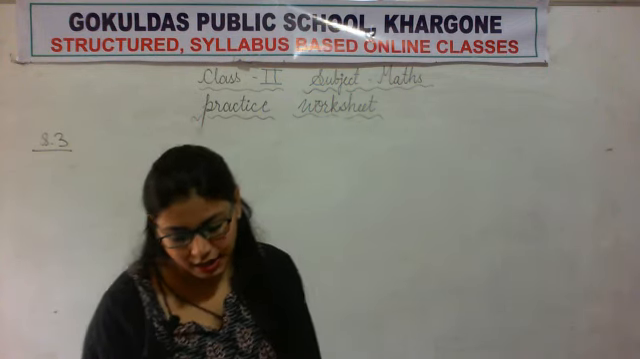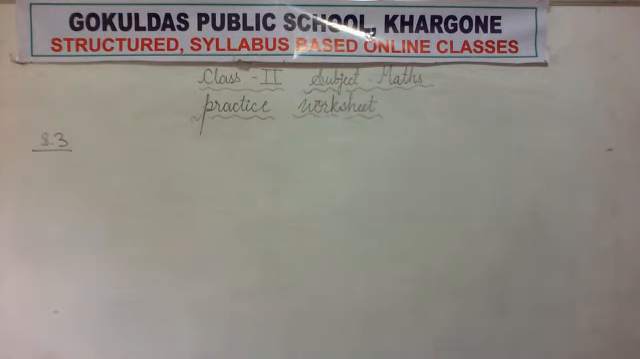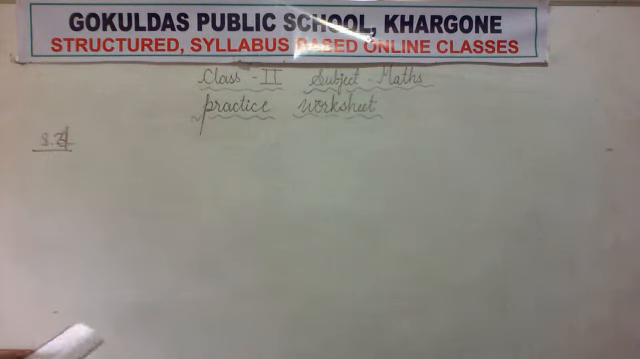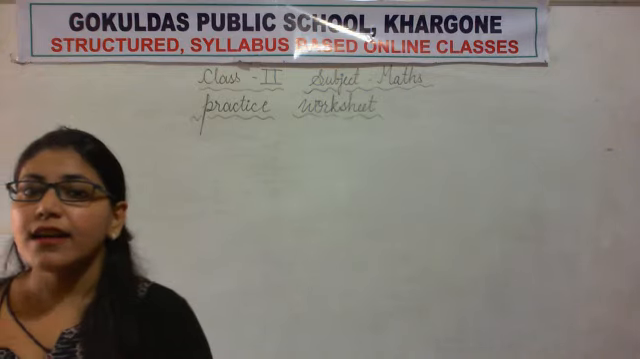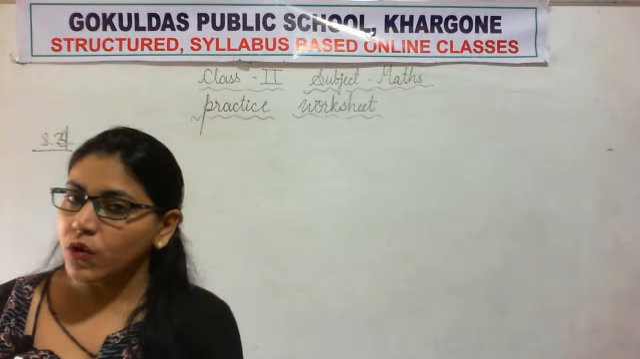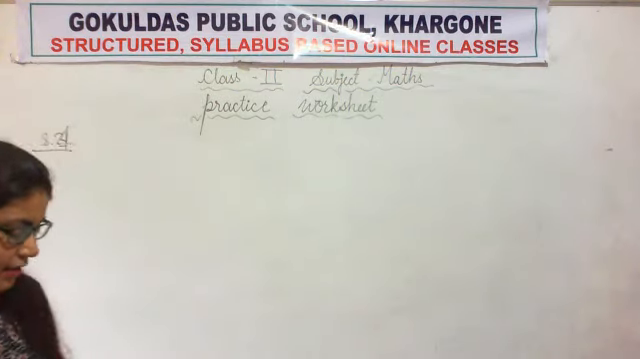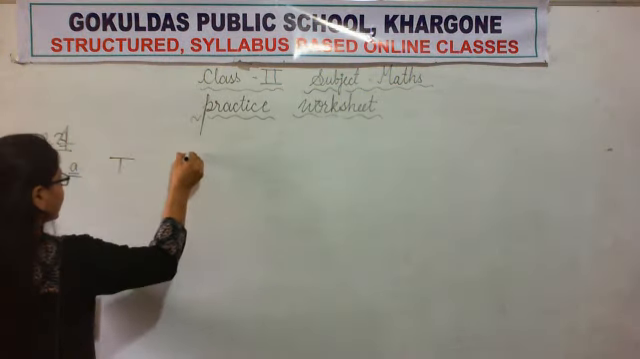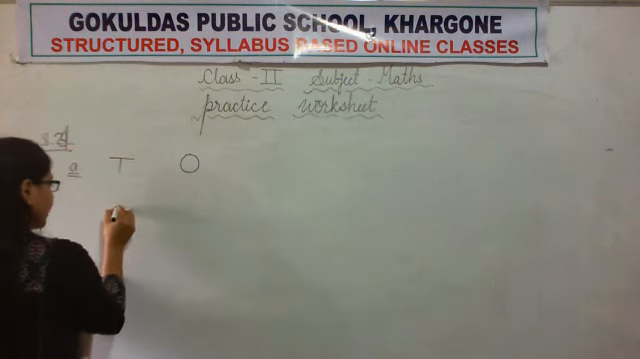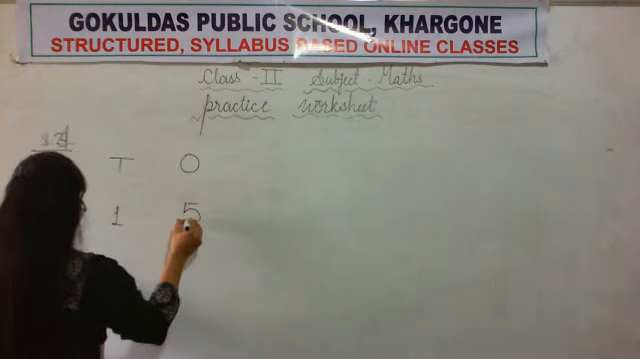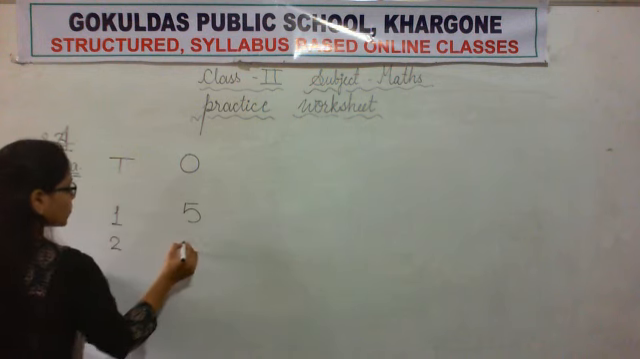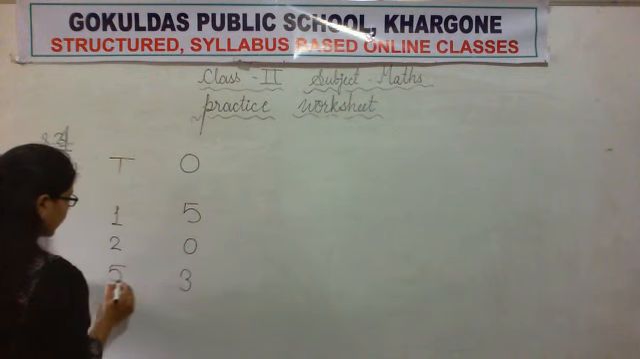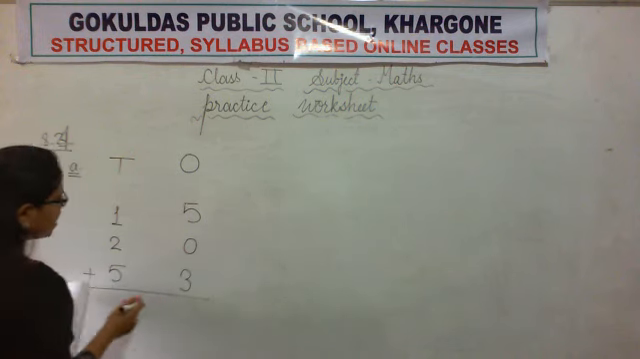Question number 4 is again addition of 2-digit numbers. The only difference is that 3 numbers are there. This is also very simple for us. First of all, we will write places. Once it is done, then we will write the first addend. First addend is 15, second addend is 20, and the third addend is 53. Now let's add them all.